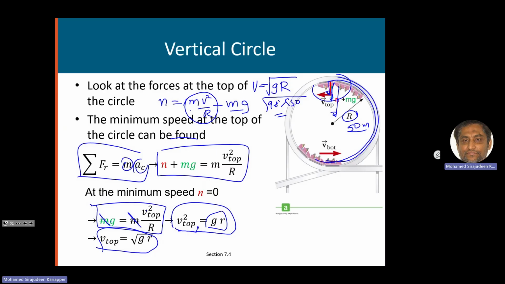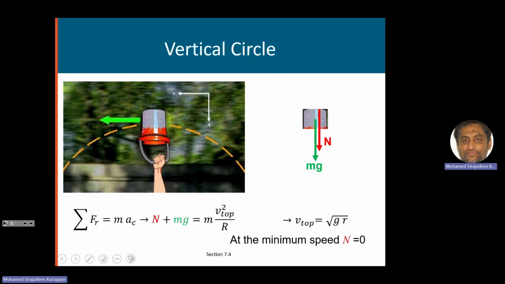Actually, we can do this experiment at home. Now we know the minimum speed it should have is the square root of gr. So you take a bucket and fill it with water. It doesn't depend on the mass. It only depends on the radius of the vertical circle that you are describing, and g. g is a constant, 9.8. So if you take a bucket filled with water and swing it like that, what is the radius of that circle? Maybe 1 meter, maybe less than 1 meter. Let's take it easy and say it's 1 meter.